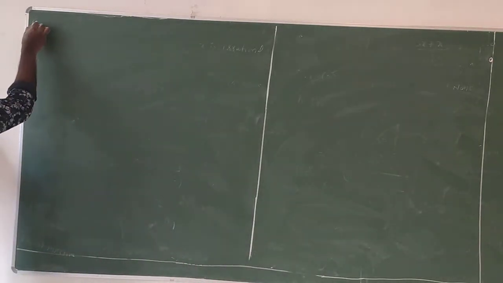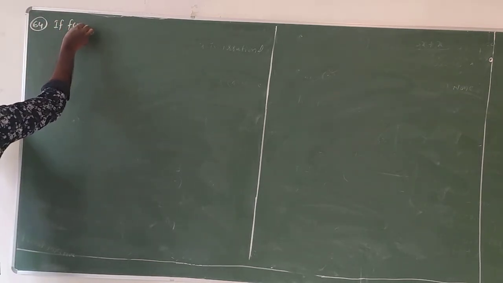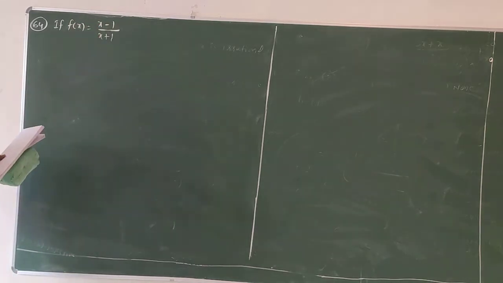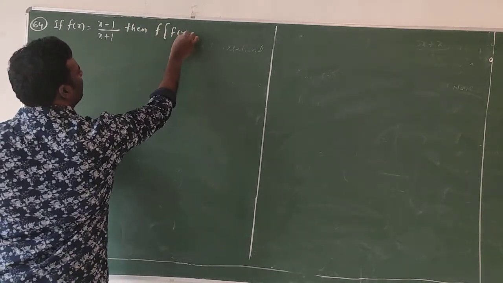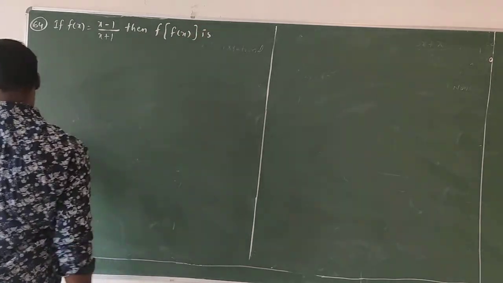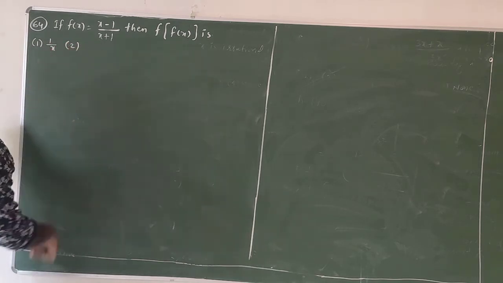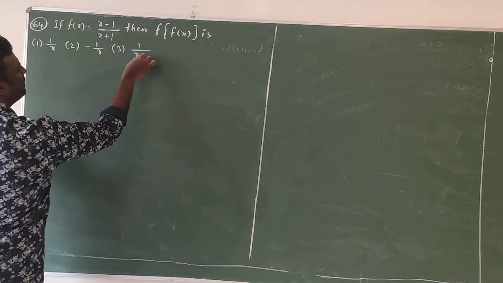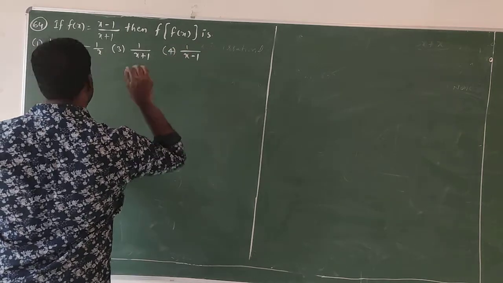Next, 64th question. If f of x equals x minus 1 by x plus 1, then f of f of x we need to find. First option 1 by x, second option minus 1 by x, third option 1 by x plus 1, fourth option 1 by x minus 1.